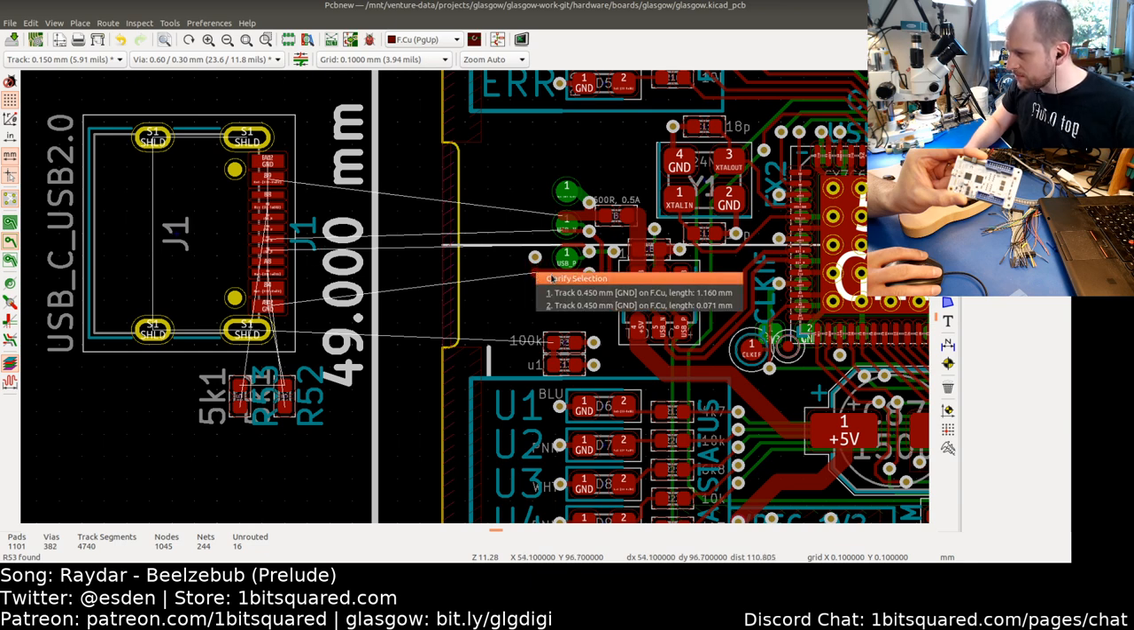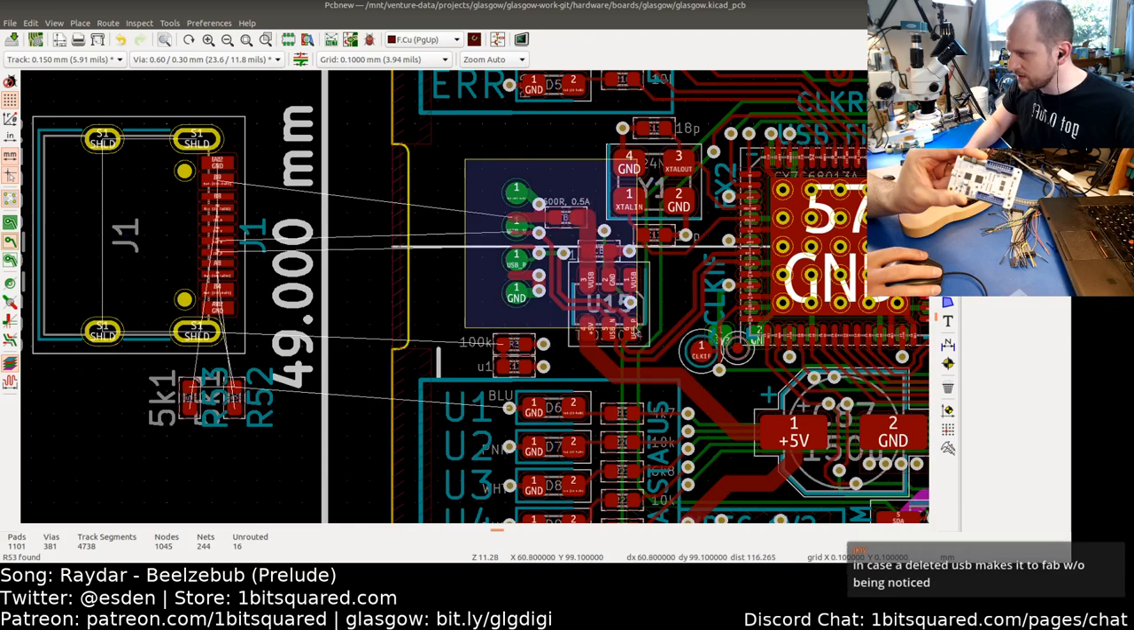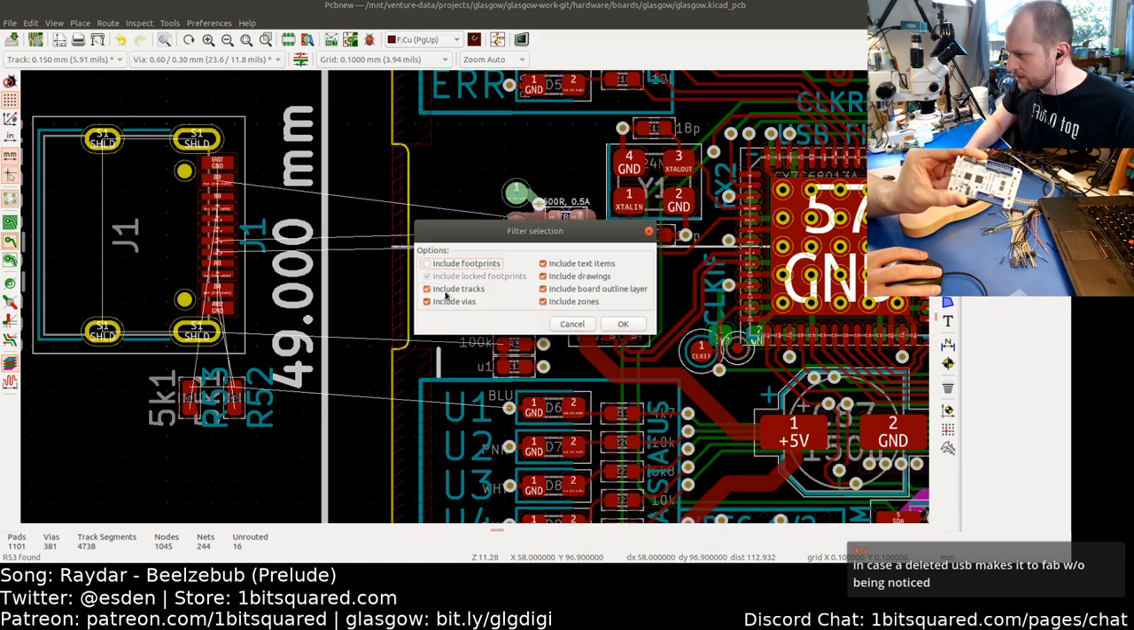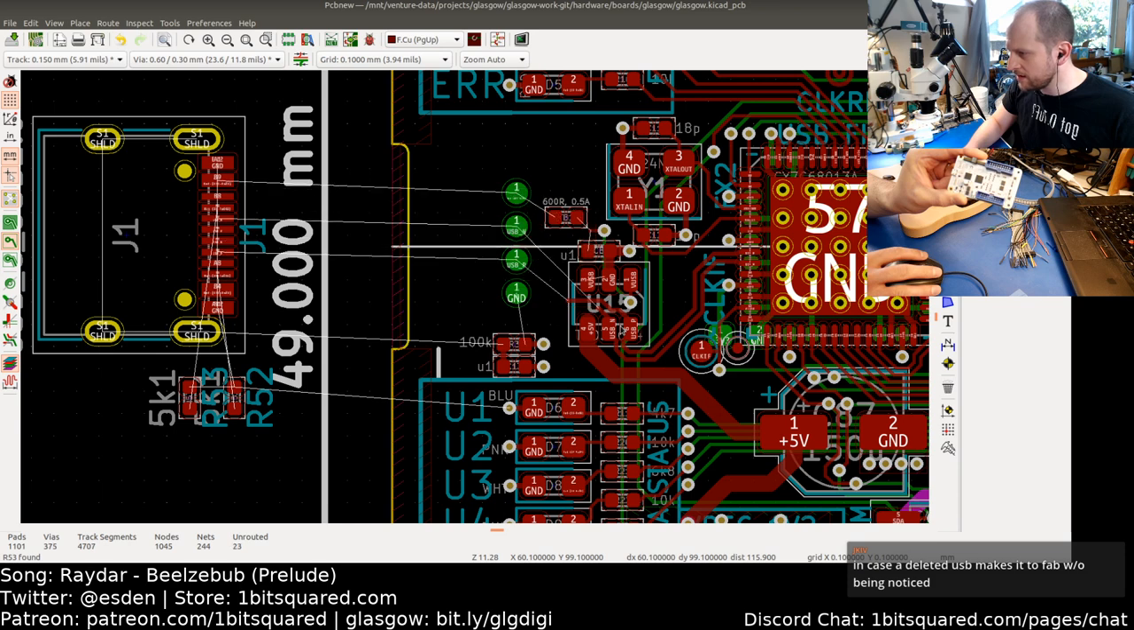So let's clean this up. Yeah, I could select the traces here and just, I probably should reroute this stuff anyways. So if I do this and then go in select and then filter selection, I want no footprints, tracks, vias, text items, no drawings, no board outline and include zones, no. So yeah, and then I can just delete it. There you go.